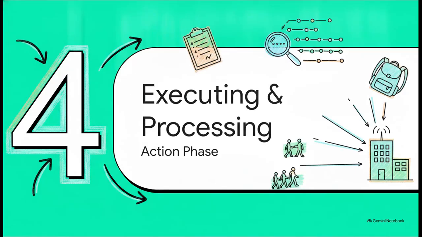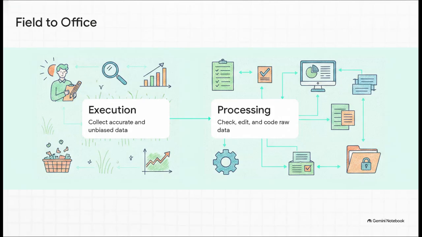Section 4. Executing and processing data. This is the action phase. Welcome to Stage 4, the execution and collection of data. The strategy is set, the methods are chosen, and we are finally out in the field. This is the very first practical step where theory meets reality. Because data is the raw material upon which statisticians work, it is absolutely paramount that the execution ensures the data you collect is accurate, reliable, representative, and completely unbiased.